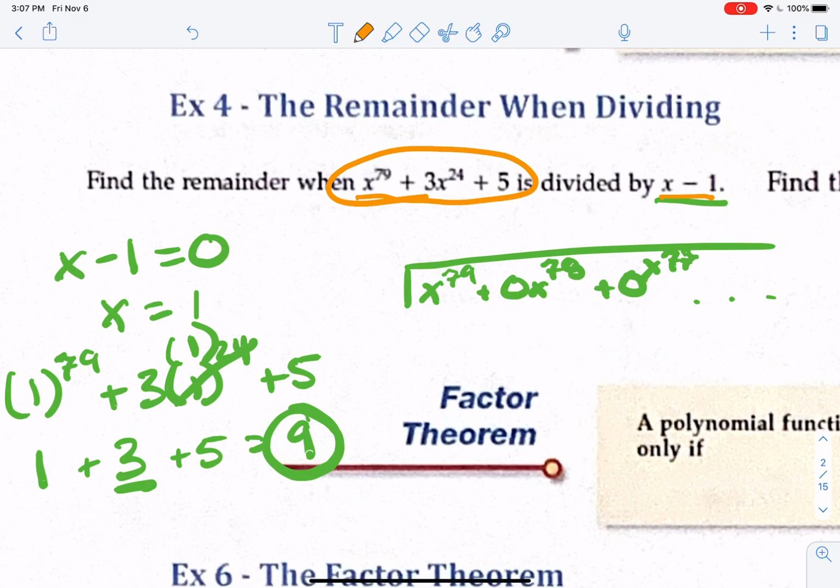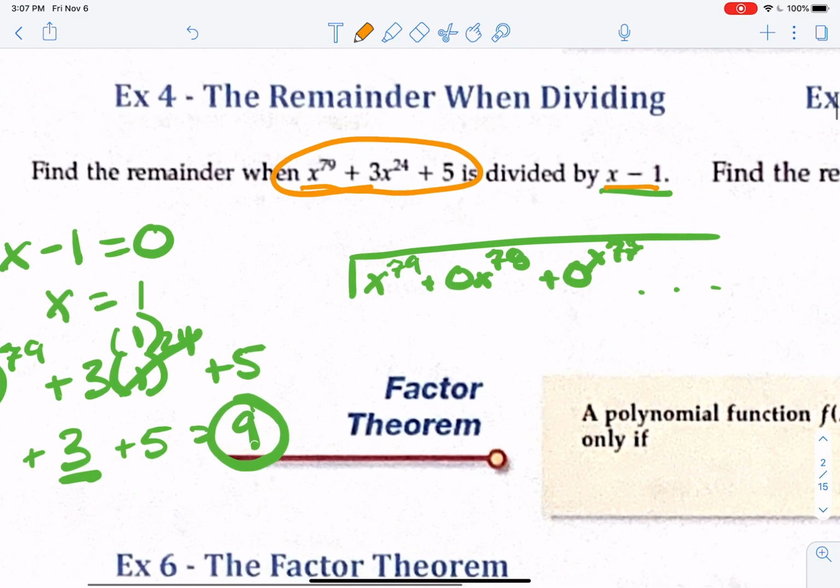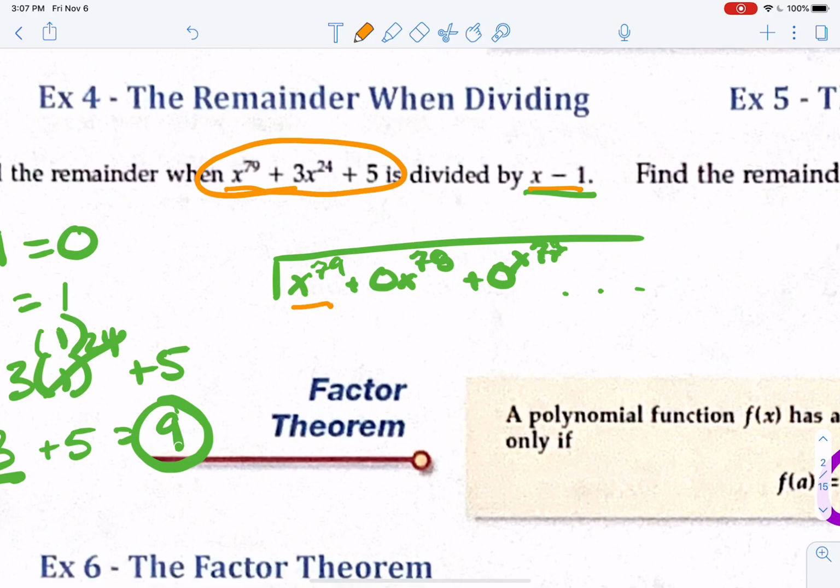All right, this would be a really ugly problem if I divided it out using long or even synthetic division. I would start with x to the 79th power, but then I would have to put plus 0x to the 78th, plus 0x to the 77, 76, 75, 74, and then when I got to the 24th power all the way down there, I would put plus 3x to the 24th power, and then I'd have to do 23, 22, 21, all the way down, and I'd have something 79 values long, and I'm dividing by x minus 1, okay?